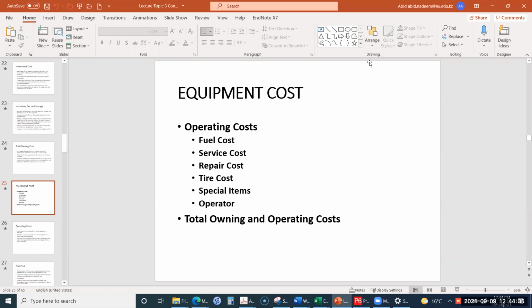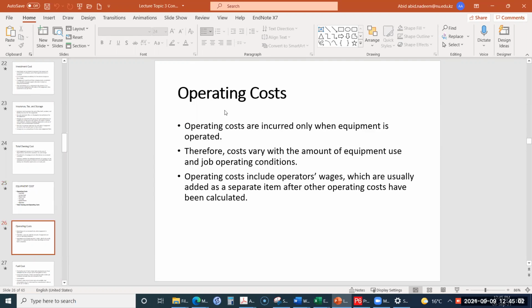So the operating cost depends on the usage, and the owning cost does not depend on the usage. Operating costs are the fuel costs, service costs, repair cost, tire cost, special items, and operator costs. And then we have the total of the owning and the operating costs. So we will look at these different costs one by one. So what is the operating cost first?